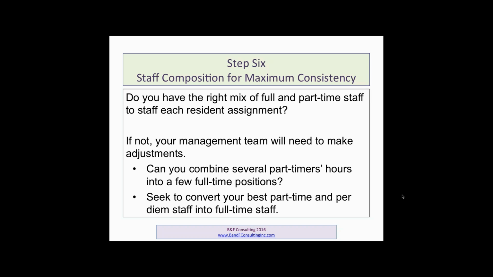Can you combine several part-timers' hours into a full-time position? Seek to convert your best part-time and per diem staff into full-time staff. Think about which of your part-time staff best meet 3 criteria. Number 1, they're reliable and dependable. Number 2, they have good people skills. They're warm and friendly. They pitch in. They work well with others. And number 3, they have good caregiving skills.